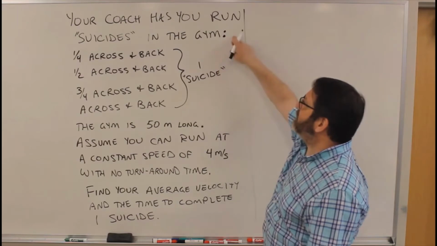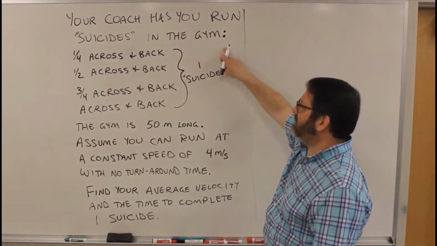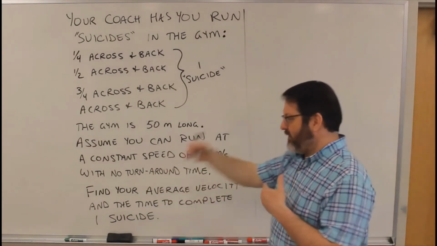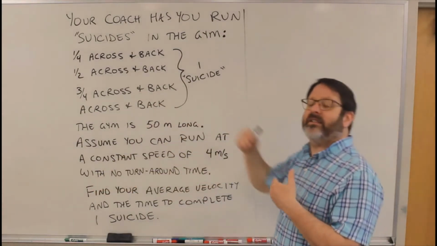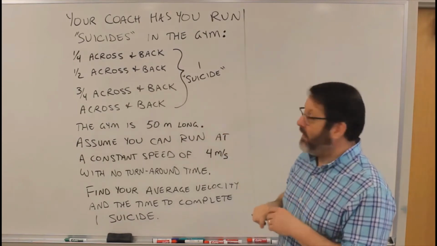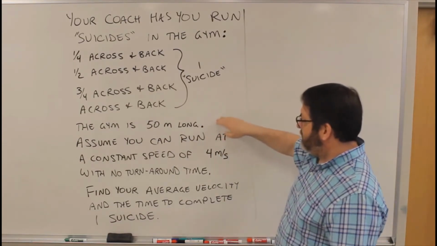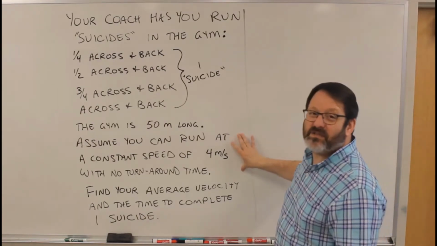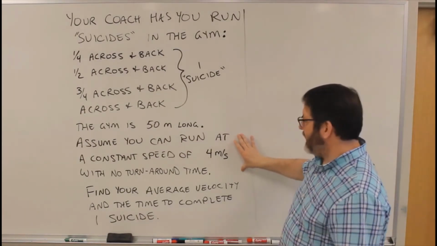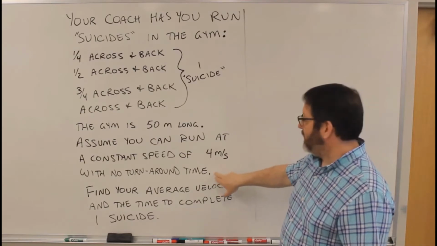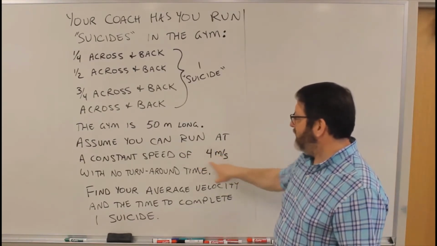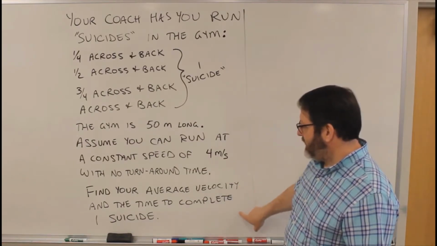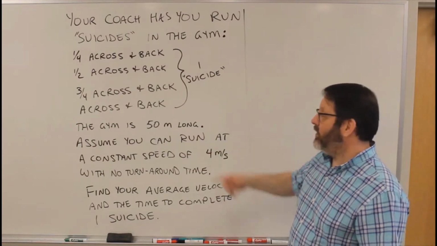So the question is, if your coach has you run suicides in the gym, which is running 1/4 of the way across, coming back, halfway across and back, 3/4 of the way across and back, all the way across and back. We have how long the gym is. We can run at a constant speed, so we'll assume constant speed the whole time and no turnaround time. And our constant speed is 4 meters per second. So then the question is, find your average velocity and find how long it takes to do one of these things.